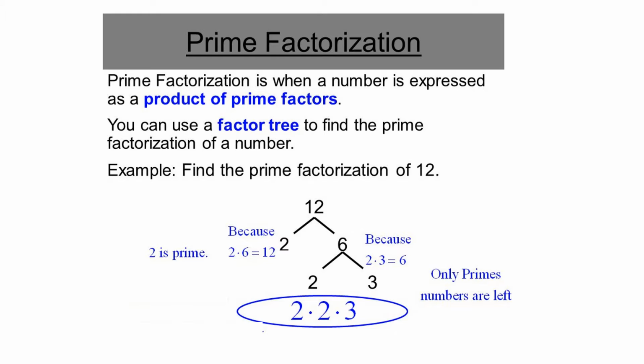12 is the top of the tree. Then the next pair is 2 and 6 because 2 times 6 makes 12. Since 2 is prime, we don't do any more branches from there. However, because 6 is the product of 2 times 3, that branches down into 2 and 3. The only thing left now at the end of each branch is a prime number: 2 times 2 times 3. So if you notice, 2 times 2 is 4, 4 times 3 is 12, which was the number we factorized.